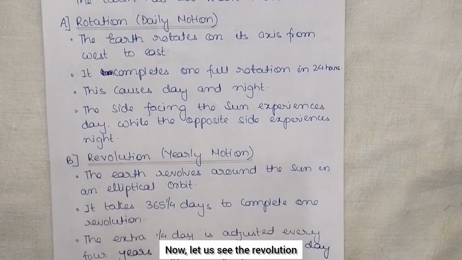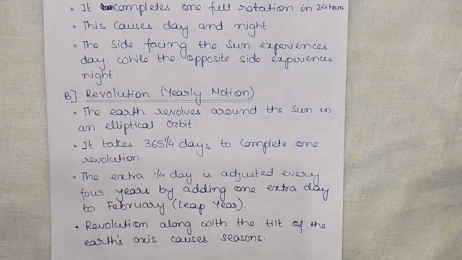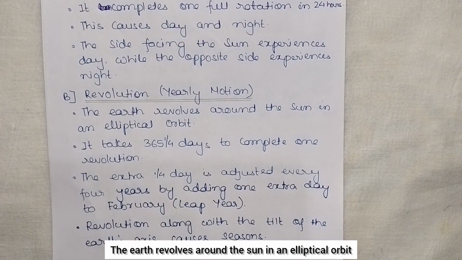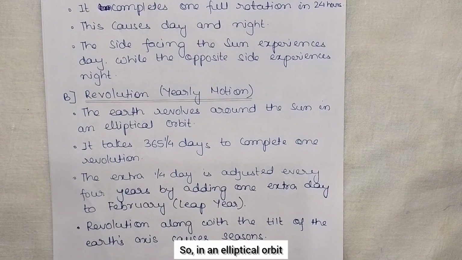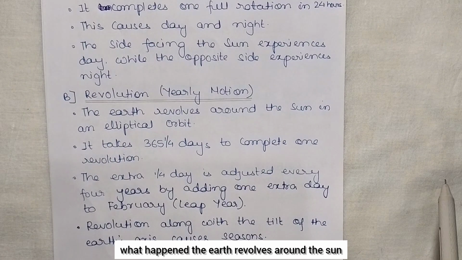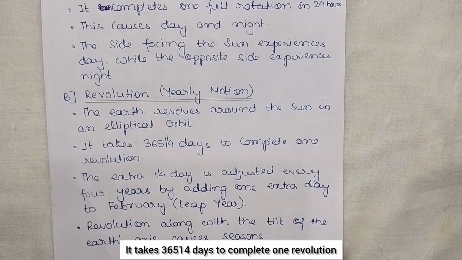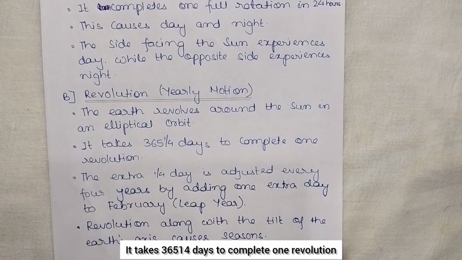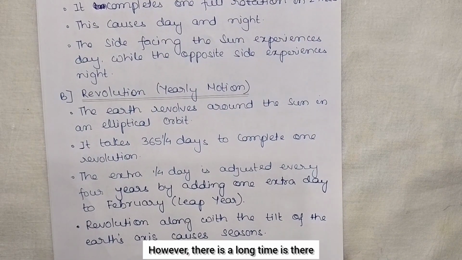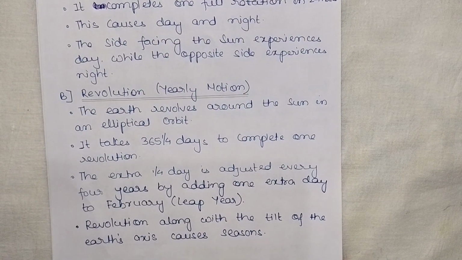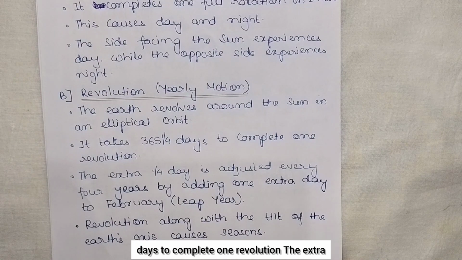Now let us see the revolution, that is the yearly motion. The earth revolves around the sun in an elliptical orbit. So in an elliptical orbit, what happened? The earth revolves around the sun. It takes 365¼ days to complete one revolution. However, we count it as 365 days to complete one revolution.